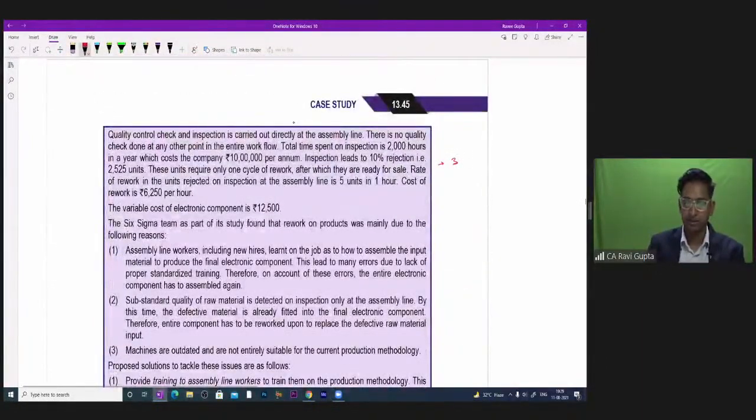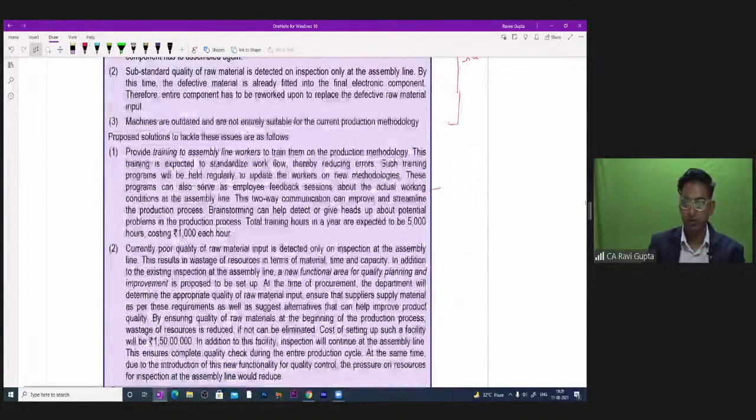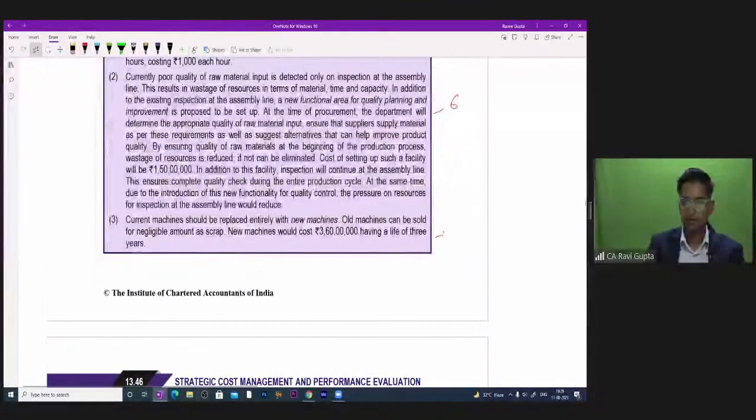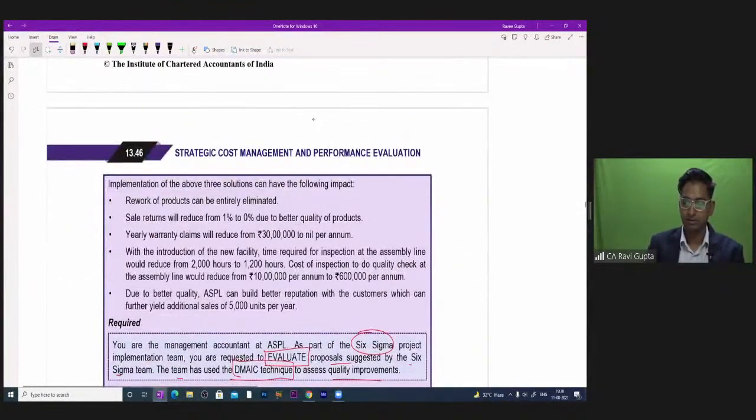This will be third paragraph. Then consider this complete as one paragraph. 4. Then we have 5. Then 6, 7, and complete this as a 8.